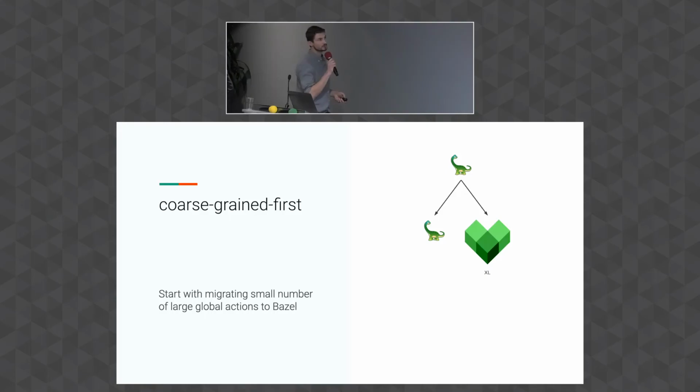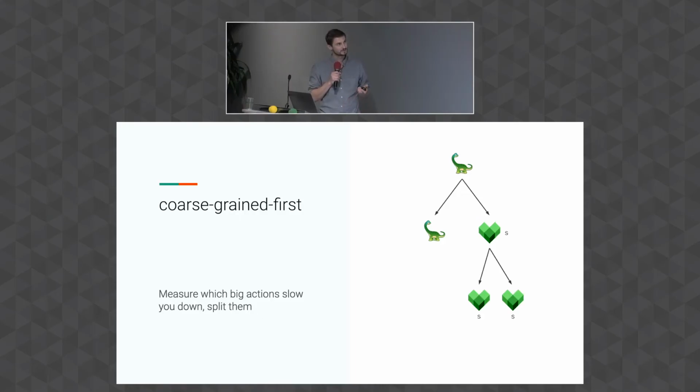Okay, so I'm going to talk about a pattern we called coarse-grain first. And in this pattern, you start migrating with a small number of large global actions. So you're not necessarily looking to get incrementality from your build right away. You want to get as much of your build over to Bazel as possible. You could turn on remote cache, which you would get that benefit. You're not worried so much about breaking up your build at this point. You would do that next. And then as you do that, you would measure these global actions, see which of them are causing you the most pain, and start splitting those up into smaller pieces.